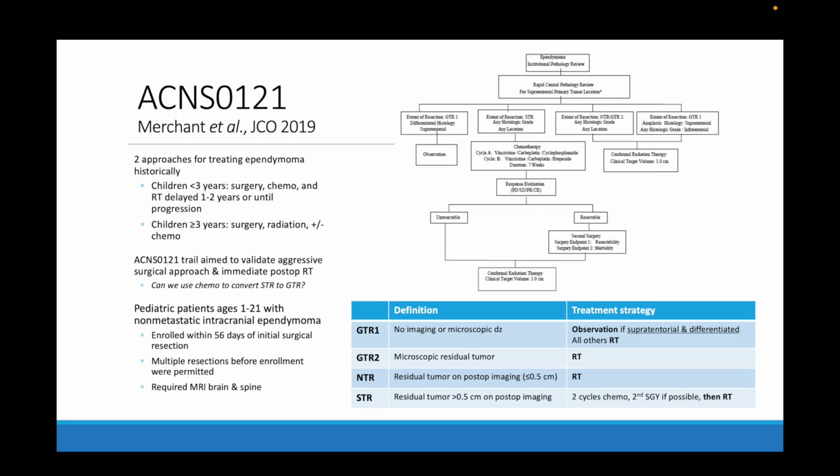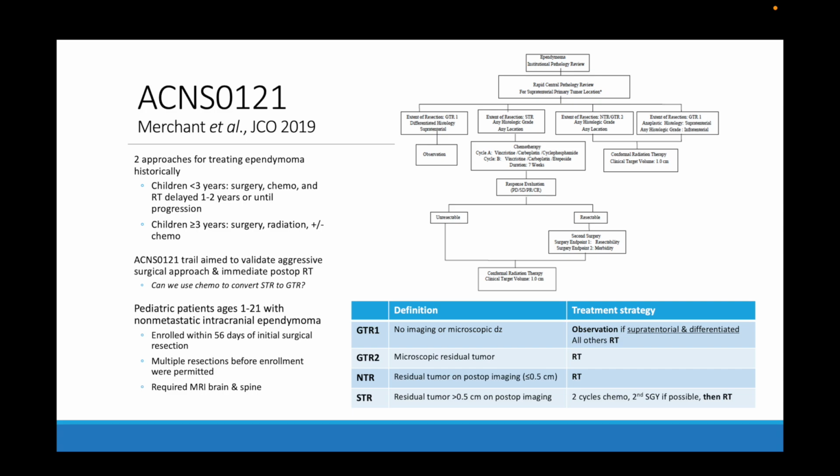So once again, just to summarize, they had 4 different definitions of the degree of resection: GTR1, GTR2, NTR, and STR. So gross total resection with no microscopic disease, gross total resection with microscopic residual, near total resection defined as less than or equal to 0.5 centimeters of tumor, and then subtotal resection where they had more than 0.5 centimeters of tumor. If patients had supratentorial disease and GTR1 with no microscopic residual, they were allowed to be observed, assuming they had differentiated histology, but all others got adjuvant radiation. GTR2 and NTR directly got adjuvant radiation, but for subtotal resection, they gave 2 cycles of chemotherapy and then reevaluated for second surgery, and then they went on to get adjuvant radiation.